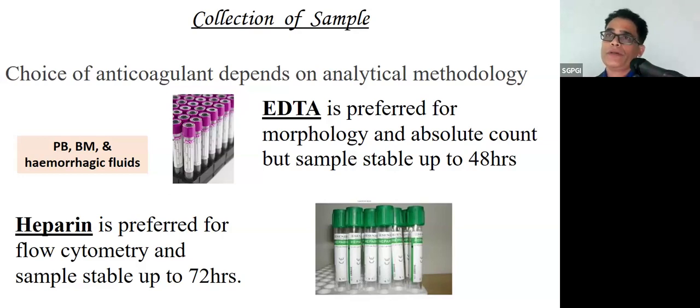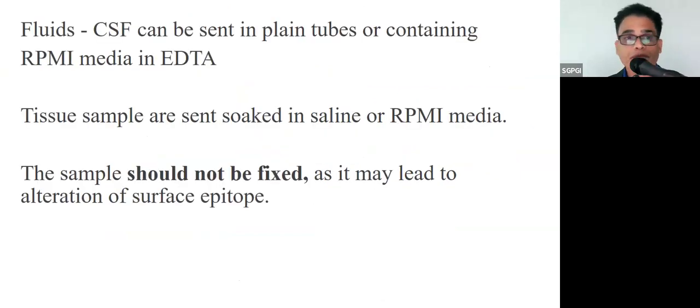Even the majority of fluids, CSF also, are collected in EDTA along with RPMI media to preserve the cell morphology for flow cytometry. Heparin is preferred for flow cytometry, and is stable up to 72 hours. It again has an issue with the lysing of RBCs, and for a few markers there is also alteration. Fluids can be sent in plain tubes or tubes containing RPMI media.